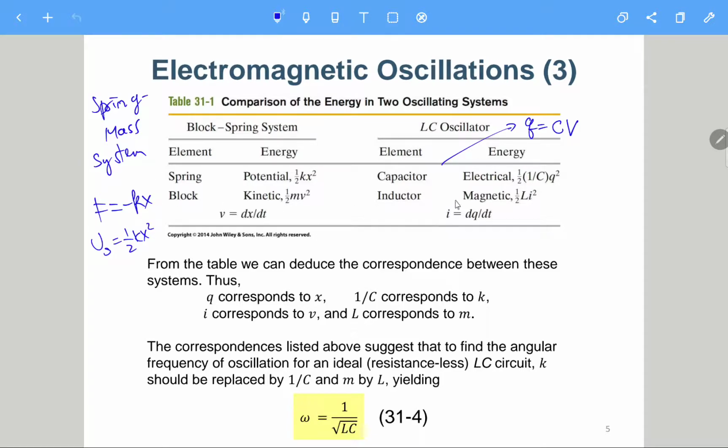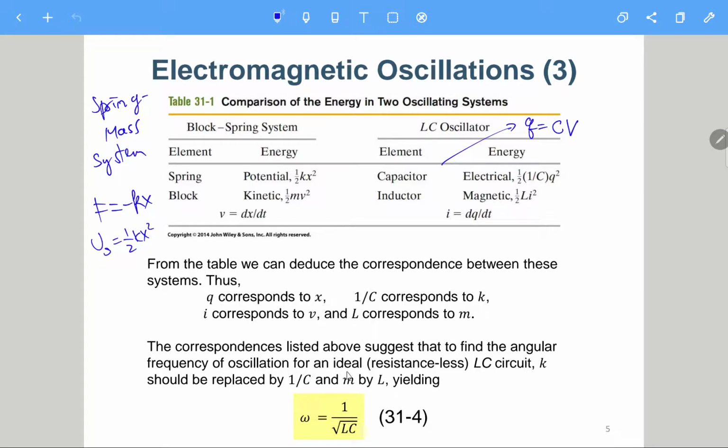Then the inductor is like the block. For the magnetic energy, it is 1/2 Li squared. So you can compare v to be i, and as you know, i is dq/dt. So all the things will match each other. L plays the role of m, the current is like the velocity, v is the derivative of x, and i is the derivative of q. So everything has a good analogy.